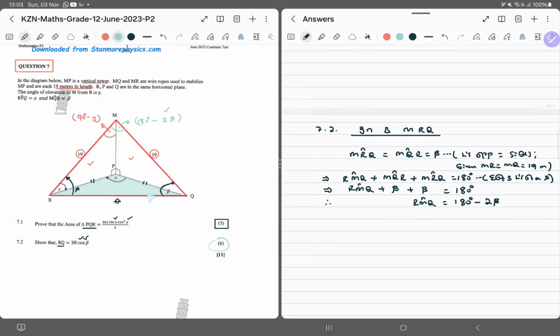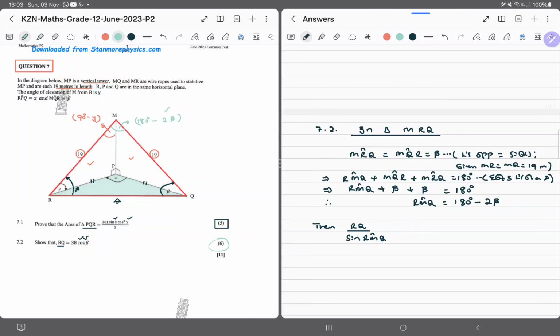Now, folks, to use the cosine rule would be a punishment. Yes, you can use it. It's okay. Because we've got that angle, we've got the 2 sides. We can use the cosine rule, but the easier one is the sine rule here. We can say then, now remember looking for RQ, the side. So we can say then RQ over the sine of the angle opposite that. It's going to be RMQ.